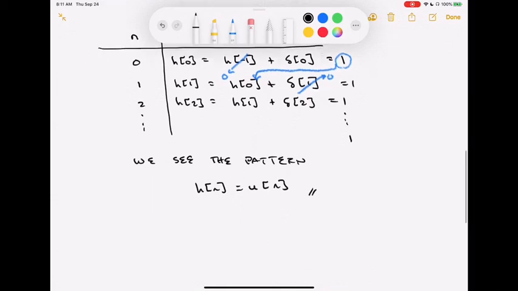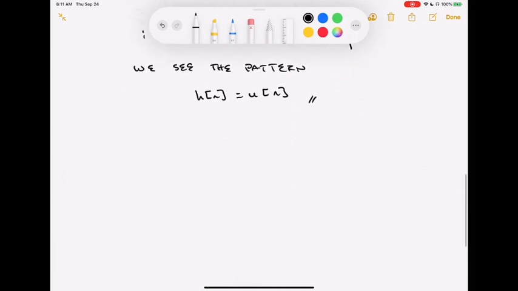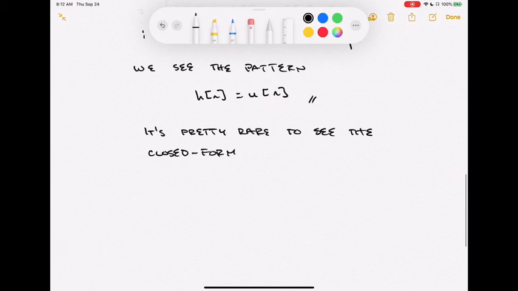It's not always so easy to see the pattern, right? It's pretty rare, actually. It's pretty rare to see the kind of closed form solution from our recursion. That's a hard thing to see.